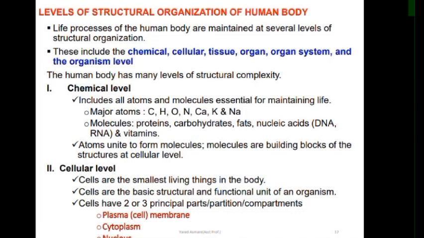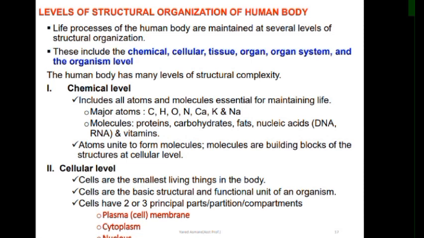Dear learner, can you describe what you think about the levels of structural organization of the human body? Well, life processes of the human body are maintained at several levels of structural organization. These include the chemical, cellular, tissue, organ, system, and the organism level. The human body has many levels of structural complexity.